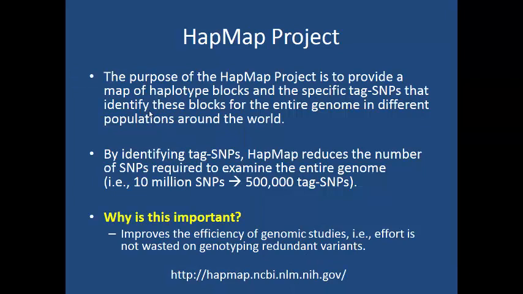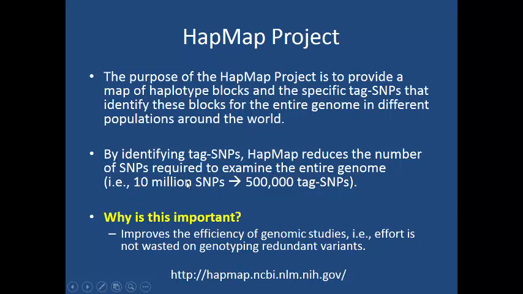So a really important project has been completed called the HapMap project. And the purpose of the HapMap project was to provide a map of those haplotype blocks and the specific tag SNPs that identify those blocks for the entire genome in different populations around the world. So you might be thinking, why does Chris keep talking about haplotypes and tag SNPs? Why are these important? Well, by identifying regions that are inherited together and then being able to tag them, the HapMap project basically reduces the number of variants that are required to examine the entire genome.